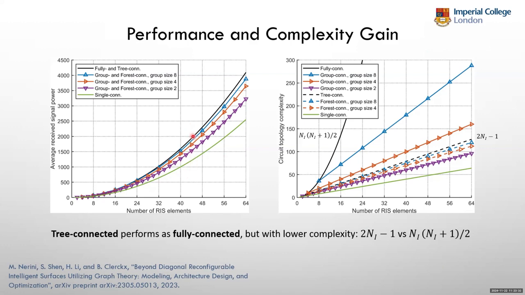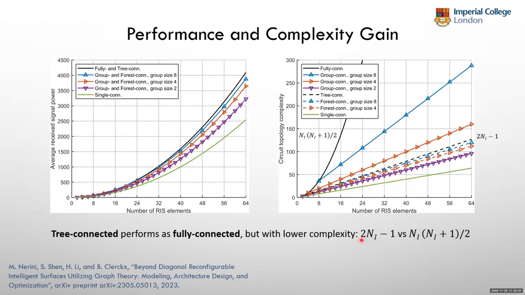So the black one is now achieved by two types of architectures. Either you have a fully connected RIS where you connect all elements to each other with a direct path, or you have a tree-connected RIS. Those two architectures achieve completely different complexity. The fully connected will have a number of impedances to control that grows quadratically with the number of RIS elements, while the tree-connected will have a linear increase in the number of impedances to control with the number of elements.